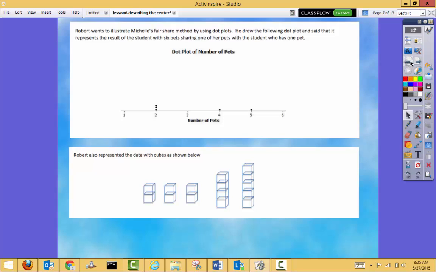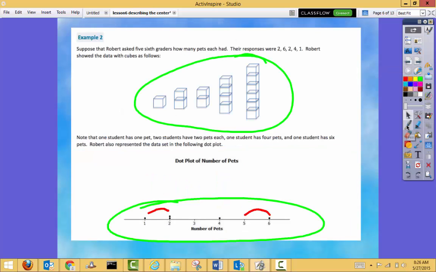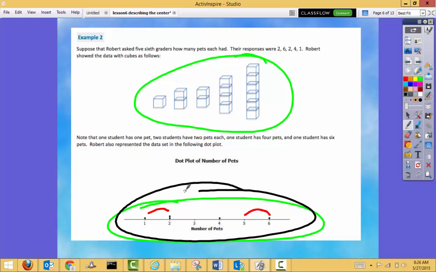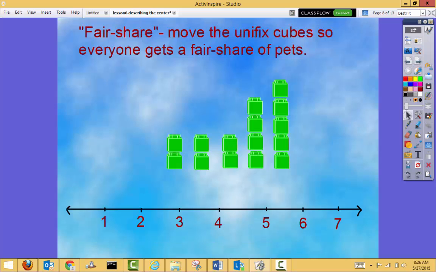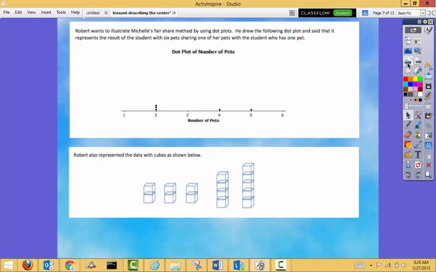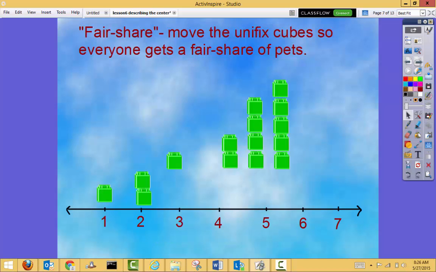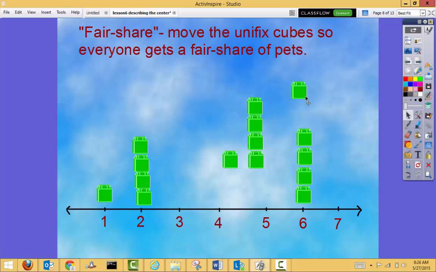Okay, let's represent this dot plot using our Unifix cubes. So I'm going to have 1, 1, 2, one, two. One, two, three, four, five, six.